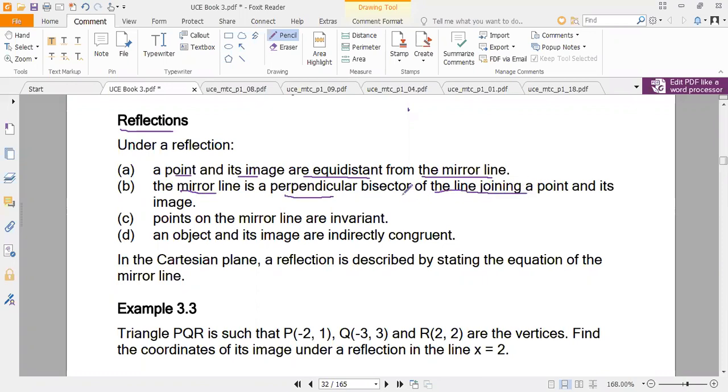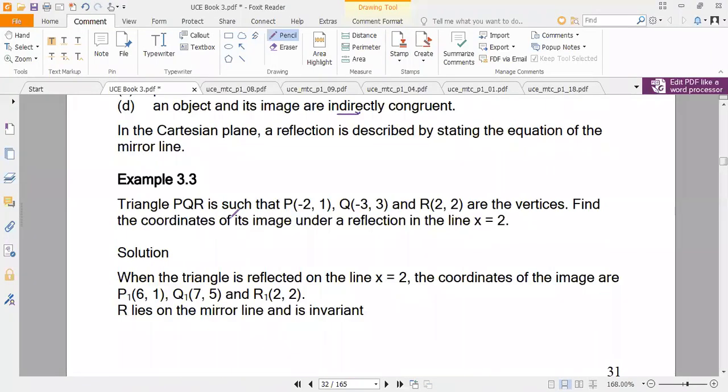The mirror line is always the perpendicular bisector of the line joining a point to its image. Meaning that if you have an object here, and its image is here, this is the object O, and this is the image O prime. Then this is the mirror line, and this is the line joining the object and the image. So the mirror line is a perpendicular bisector, meaning that it cuts the line OO prime at an angle of 90 degrees, and it also cuts it through the center, because that is what a perpendicular bisector does. Then points on the mirror line are invariant, and the object and the image are indirectly congruent.